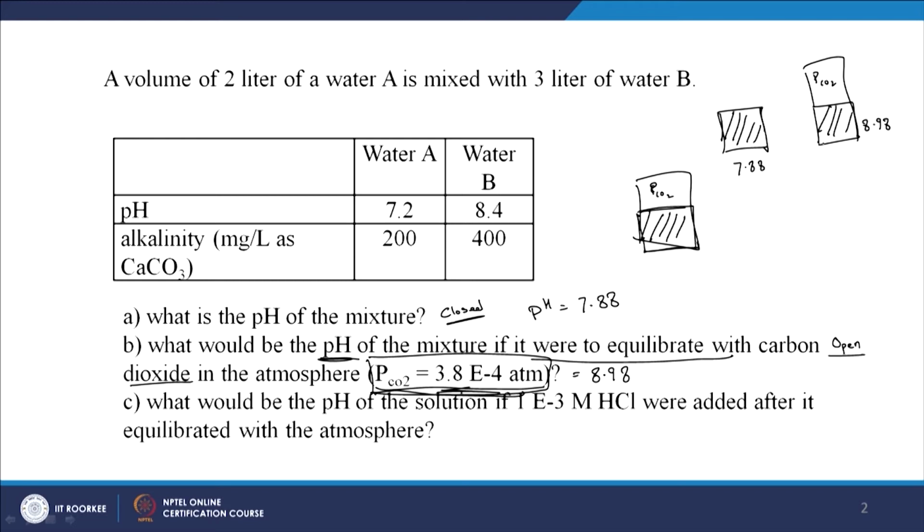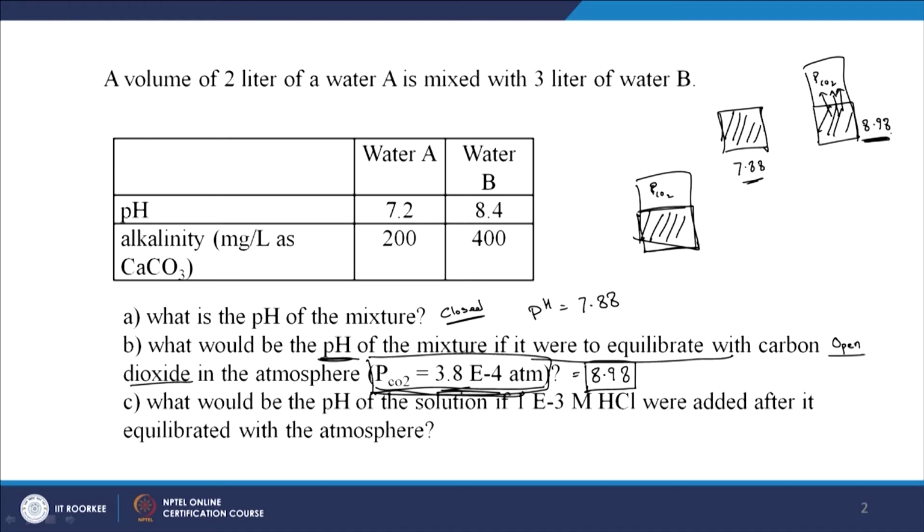And why is that? Maybe because the partial pressure that would be in equilibrium with 7.88 is going to be higher, let us say. So what happened was carbon dioxide or H2CO3 entered into the system or left the system, right? And that is why you had an increase in pH, and that is what you see here, pH is 8.98. So in this particular case, what happened now? Carbon dioxide or H2CO3 left the system, and that is why you see an increase in the pH.